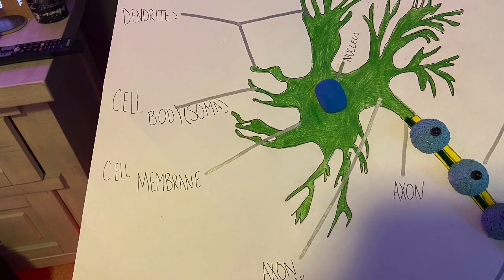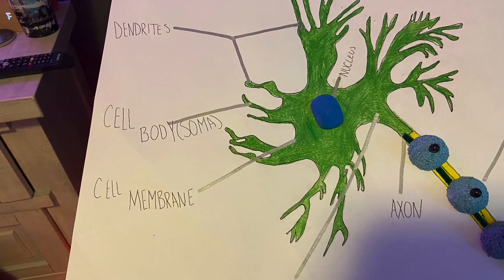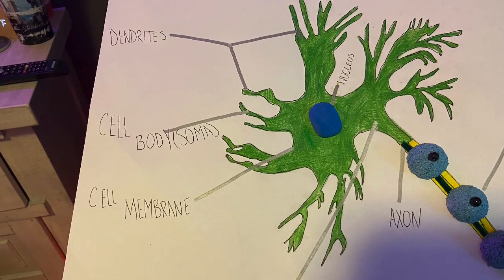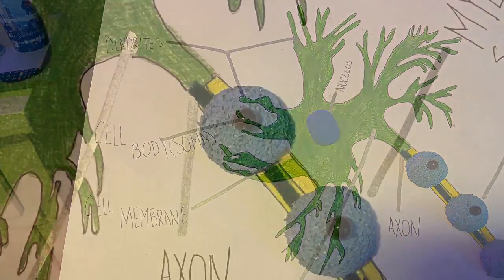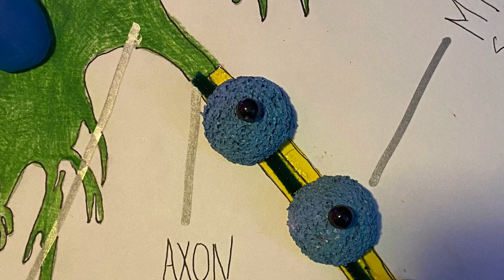Okay guys, so that's all the functions of the top part of the neuron. Now let's move on to the bottom section of the neuron. So let's now move on to the axon.